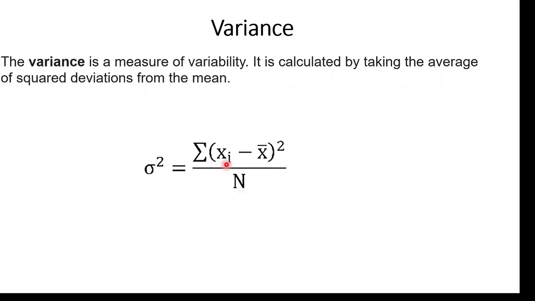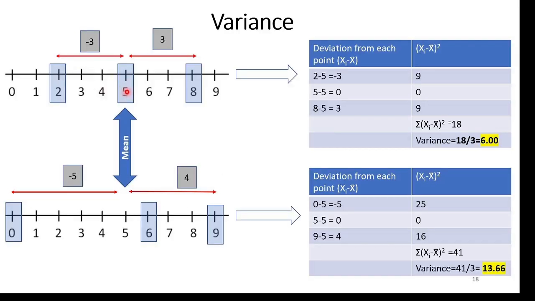We find the deviation of each data point by subtracting the mean from it and squaring it, then find the sum of all such square deviations and then find the average. As you can see here, 5 is the mean of the data set, and this point 2 is deviated by minus 3 from the mean and 8 is deviated from the mean by 3.